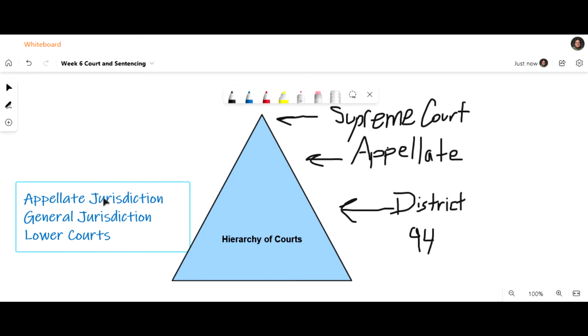These are the three broad designations, but there's obviously subsets depending on the particular state. Ours is a little bit different. At the top, our top appellate jurisdiction is the state Supreme Court. So we do have a Supreme Court still at the top. That is an appellate court.